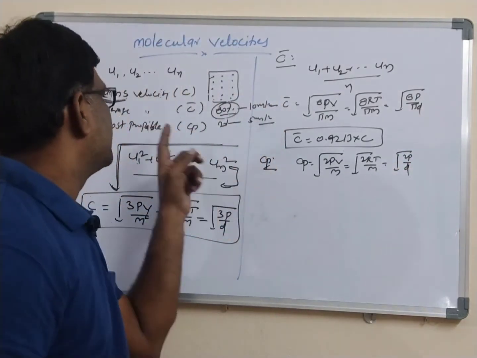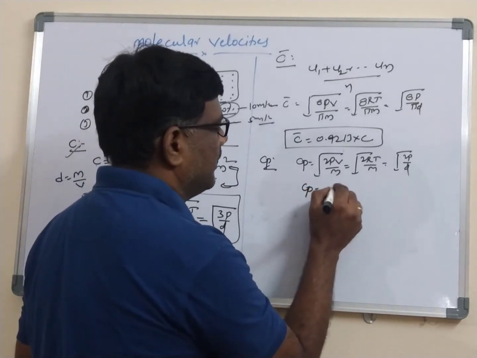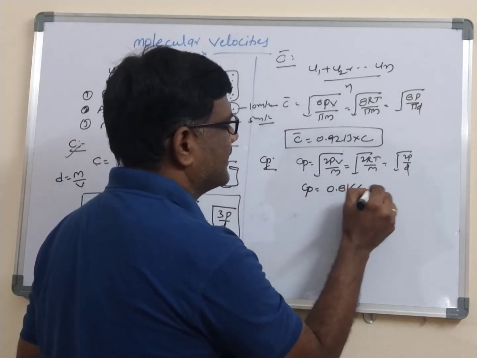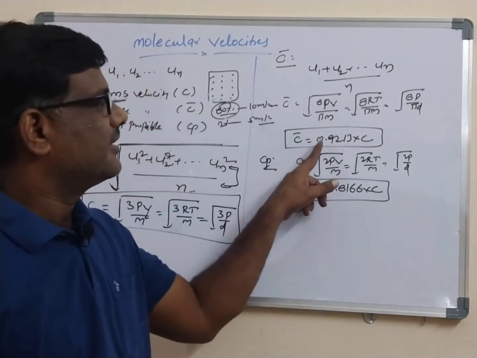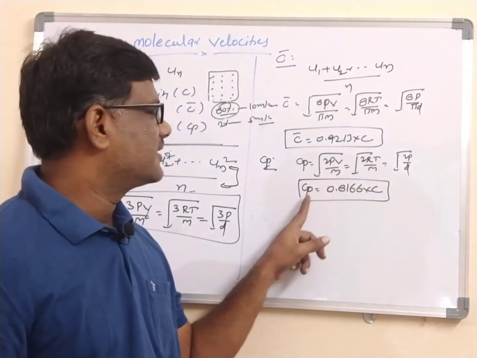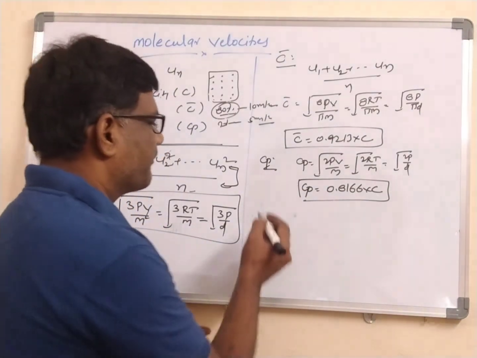What is the relation between Cp and C? Cp is equal to 0.8166 into the RMS velocity. Very important. C bar is equal to 0.9213 into C. Cp is equal to 0.8166 into C.